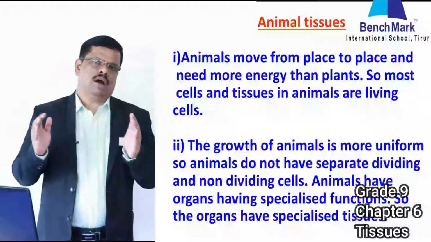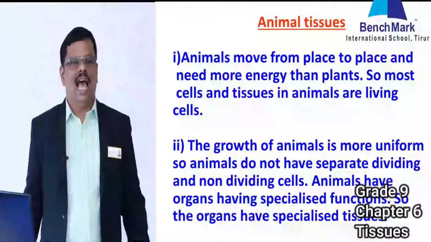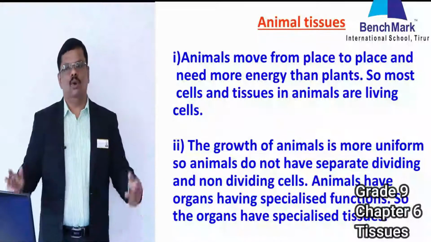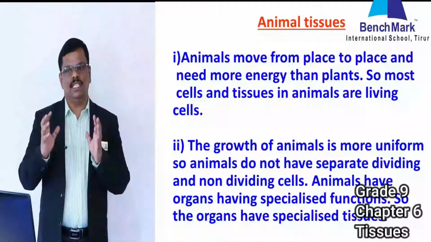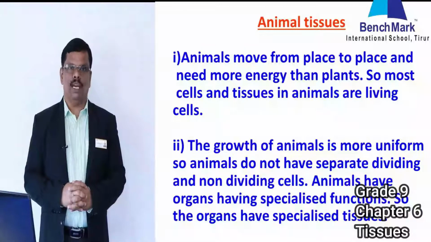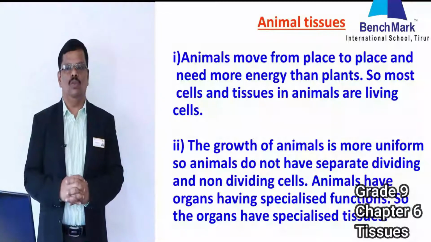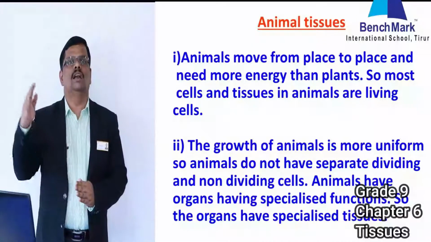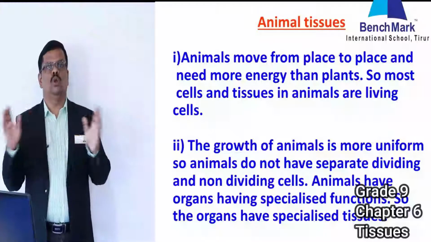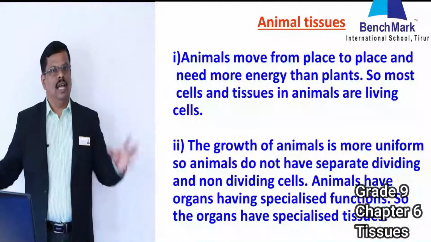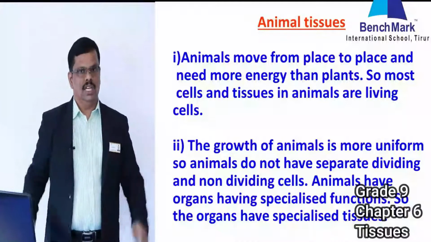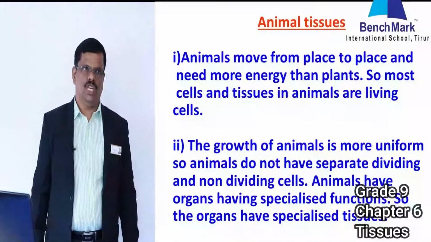Now, let us see about animal tissue. Animals can move from one place to another place. They need more energy to move. So, most of the cells and tissues of animals are living. And moreover, my dear children, animals move according to their will and wish. The growth of animals is also more uniform. It's not that the head is growing so long, or the hands are growing long. It is a proportionate growth.